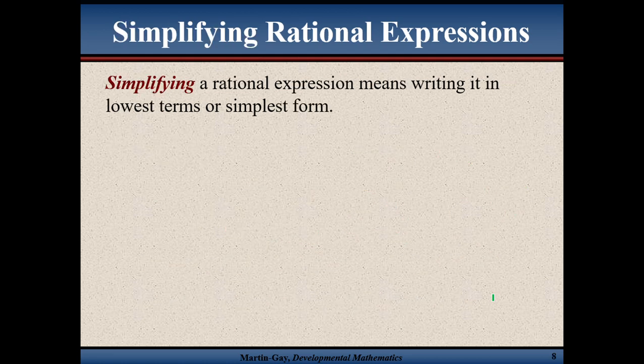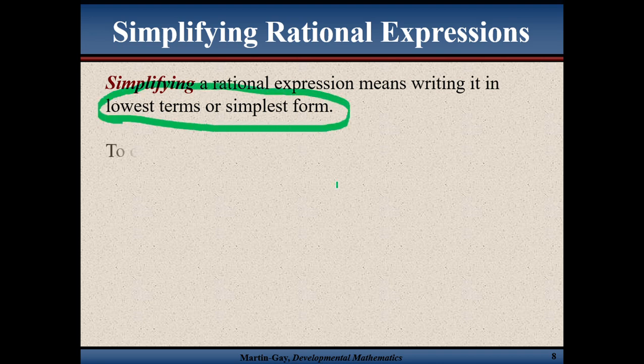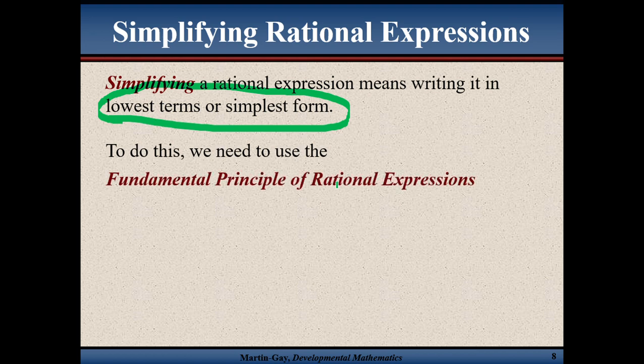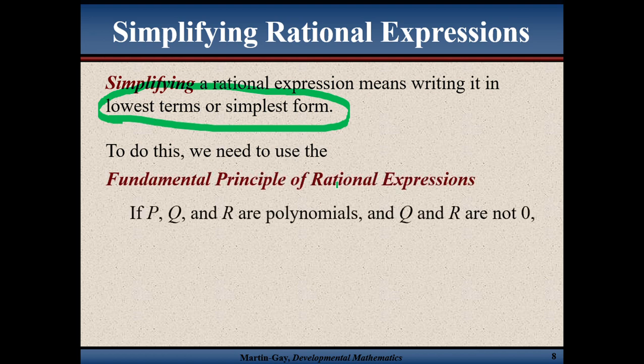Simplifying rational expressions means writing it in lowest terms or simplest form. Ito yung importante. To do this, we need to use the fundamental principle of rational expressions. If P, Q, and R are polynomials and Q and R are not 0, then PR over QR equals P over Q.